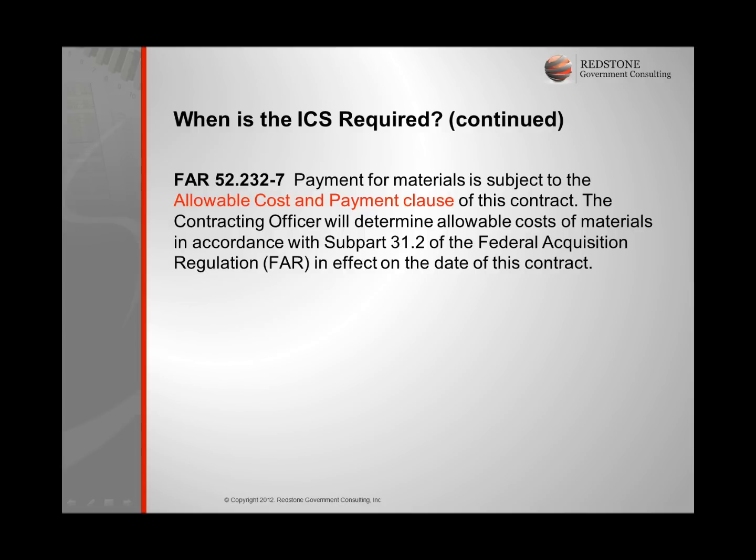So when you look at FAR 52.232-7, if you read Part B within the clause, it actually makes reference to FAR 52.216-7, which is the actual regulatory requirement to file the ICS. So both 52.216-7 and 52.232-7 are the clauses that you need to look for within your contract to see if you need to file an incurred cost submission or disclose that particular contract on the incurred cost submission.